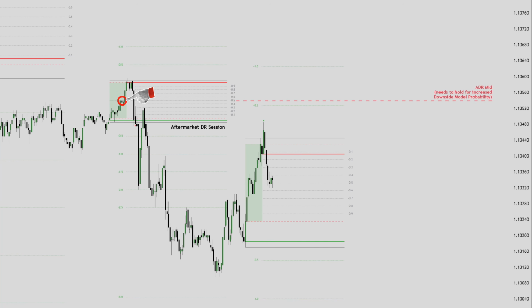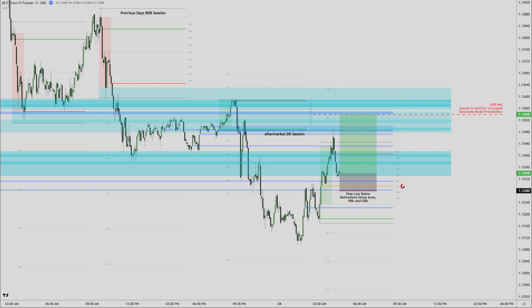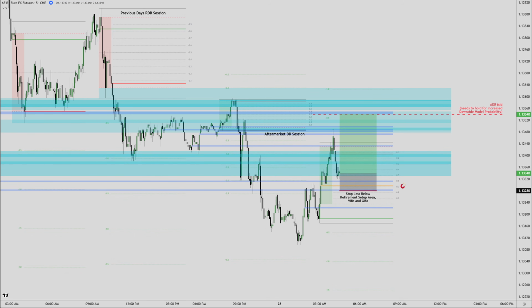To summarize it, pay close attention to the ADR mid as it reveals a lot of information for the rest of the day. With all of the things on your chart and what we've discussed already, you can clearly tell that this trade is not only against the overall downside structure, but also has a lot of barriers at important levels. Like for example, the gap imbalances located at the new high and also the aftermarket DR session mid and this cluster of previous DR levels.